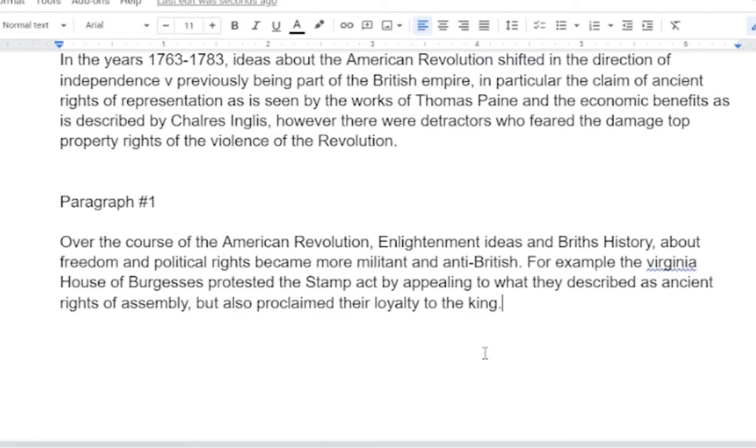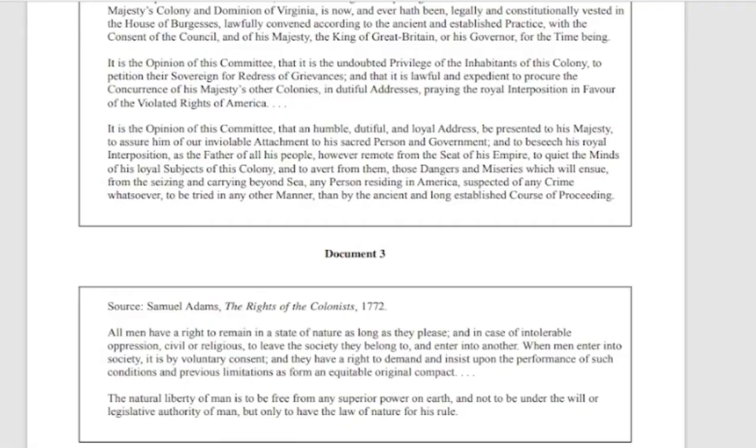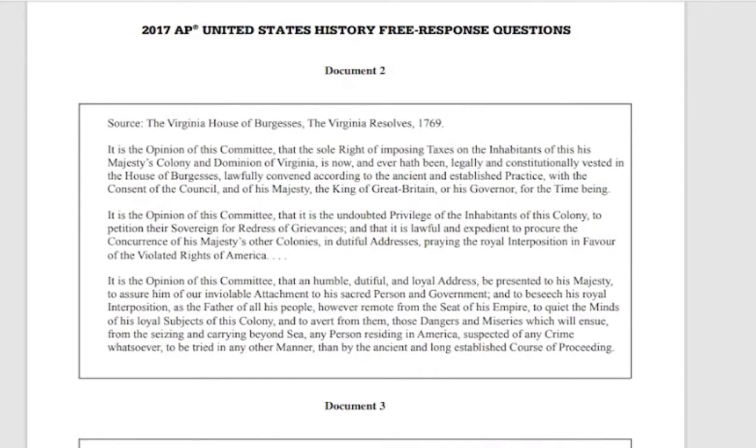Now, notice, I'm going to quickly switch over. I'm going to go to document number two. This thing is like three paragraphs long, but I've summarized it really quickly, and I've focused on the first paragraph, opposing the Stamp Act and appealing to this ancient right, and also the ending. The point is, I have been picking and choosing how I use the document. That's a really good thing to keep in mind when you do the real DBQs. You get to pick and choose how you want to use the document. You're not required to use every part of every document, and that can even be part of your argument.